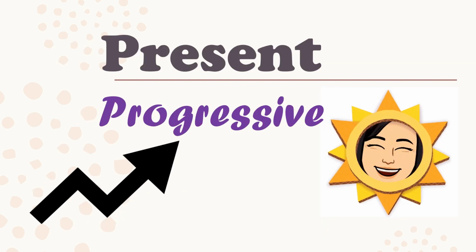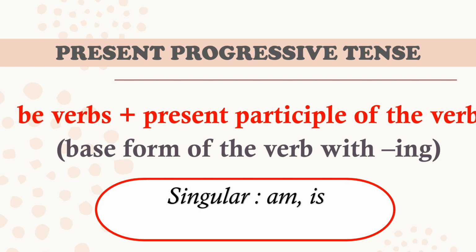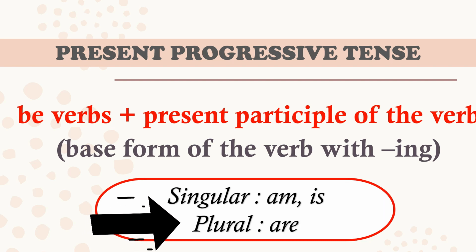Now let's deal with the present progressive. Now, how to form the present progressive tense? We'll put the be verbs plus the present participle of the verb. And we have singular be verbs am and is, which are being used for the singular subjects, and also the plural be verb are, which is being used for plural subjects.